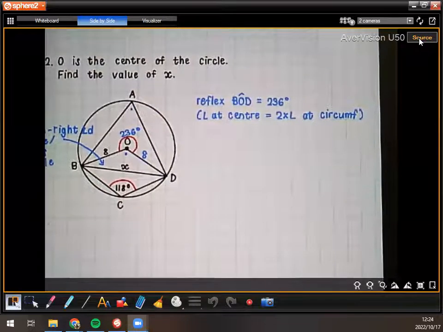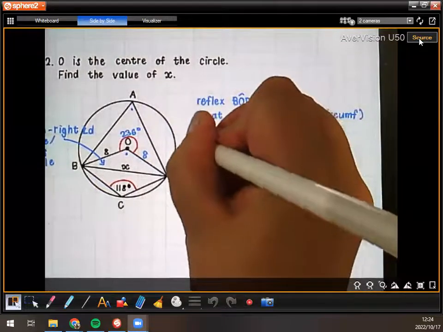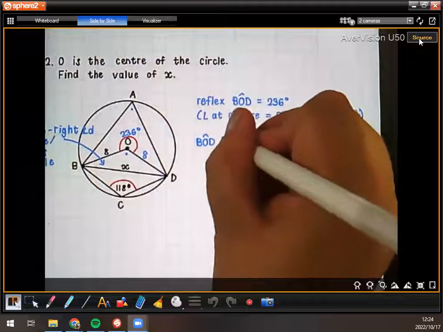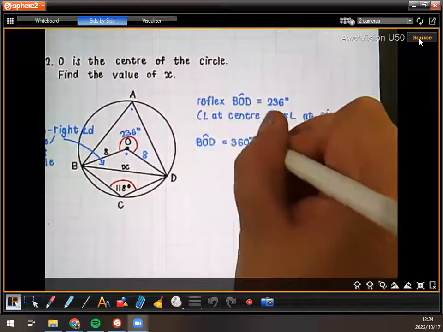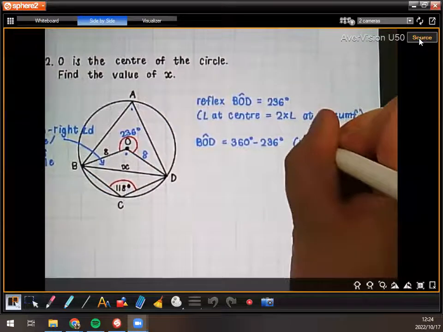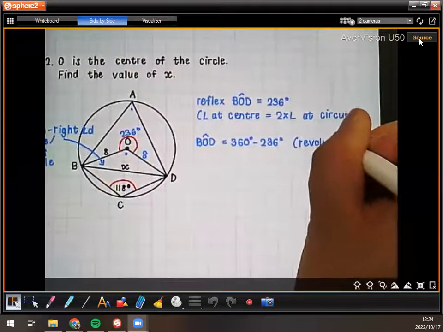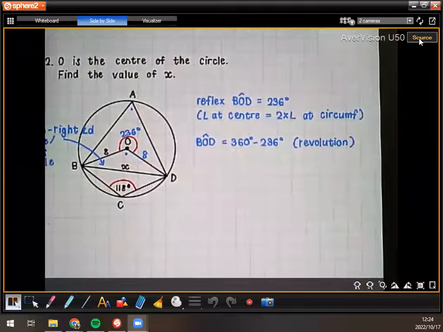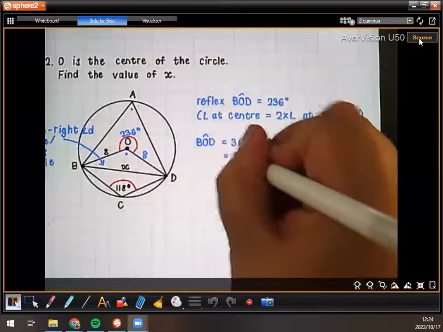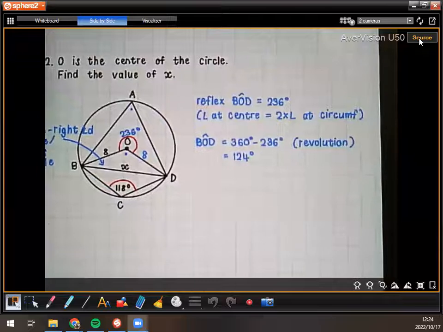But we need that inner angle BOD, so we're going to have to use angles in a revolution. We have reflex BOD, but now we're finding BOD, which is 360 minus 236. The reason for that is angles in a revolution. What's that? 124. Okay, 124, this one.